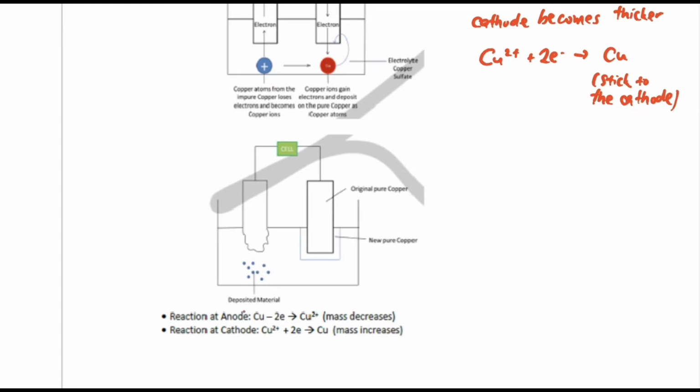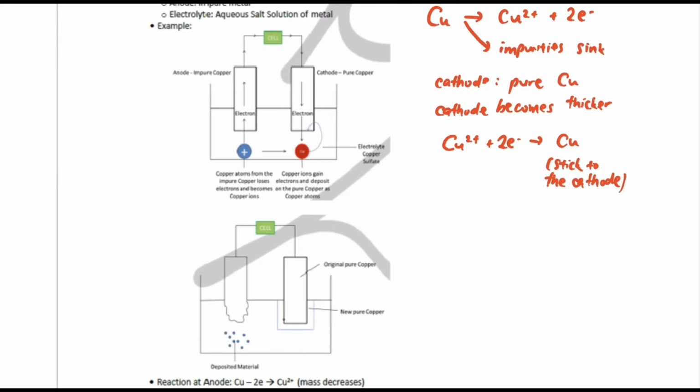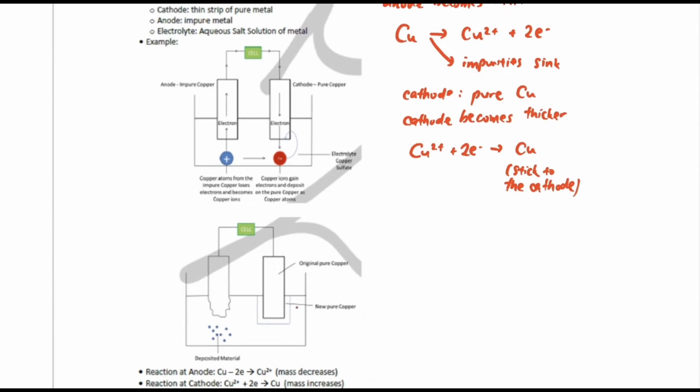So reactions at the anode: copper minus 2 electrons becomes copper 2+. If you feel like, oh, I'm not used to this way, then you can use the way that I wrote just now. Instead of using minus 2 electrons here, you can put positive 2 electrons on the other side, which looks a bit more normal. But this is still correct.